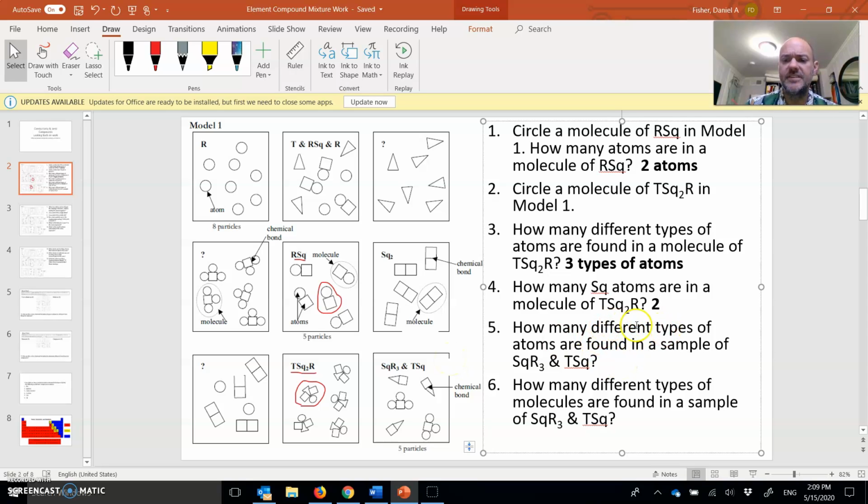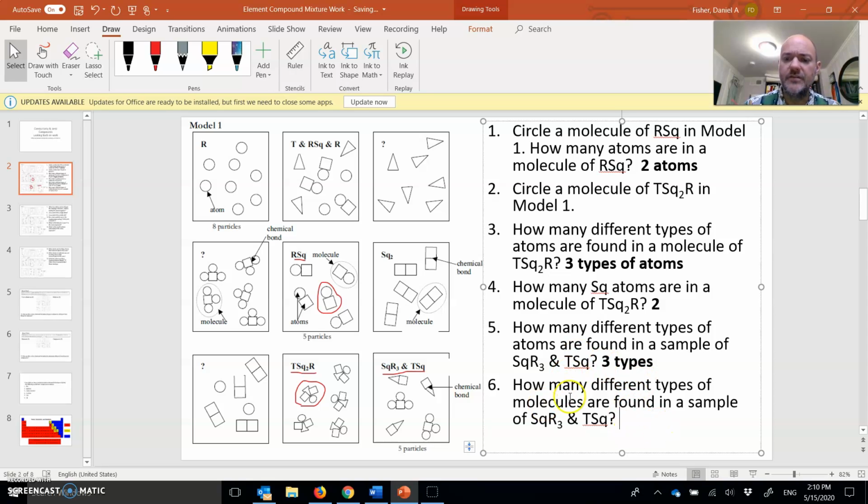How many different types of atoms are found in a sample of SQ, R3, and TSQ? So I'm looking at SQ, R3, and TSQ, and the question is, how many different types of atoms are found in that? All right, I see triangles. I've got squares, and there's squares, squares there, and I've got circles, the round ones. I don't have any other shapes, so I'm going to say there are 3 types of atoms.